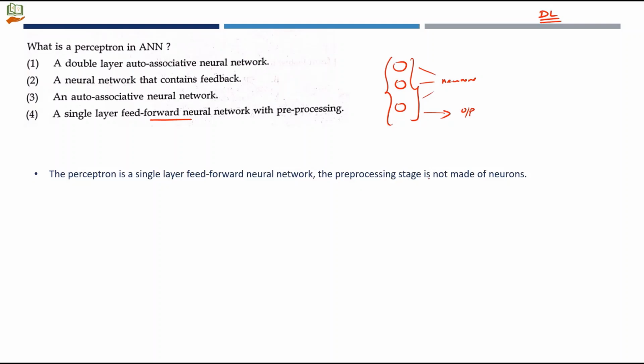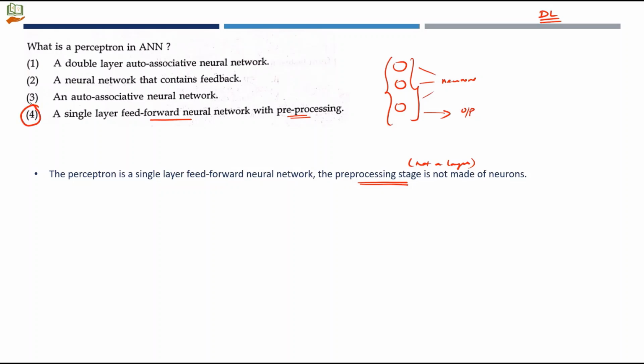The pre-processing stage is not made of neurons. That's why it is not considered as a layer. We are just pre-processing the inputs that is going to be supplied to the input layer. From this we can mark option number 4 to be the right answer.